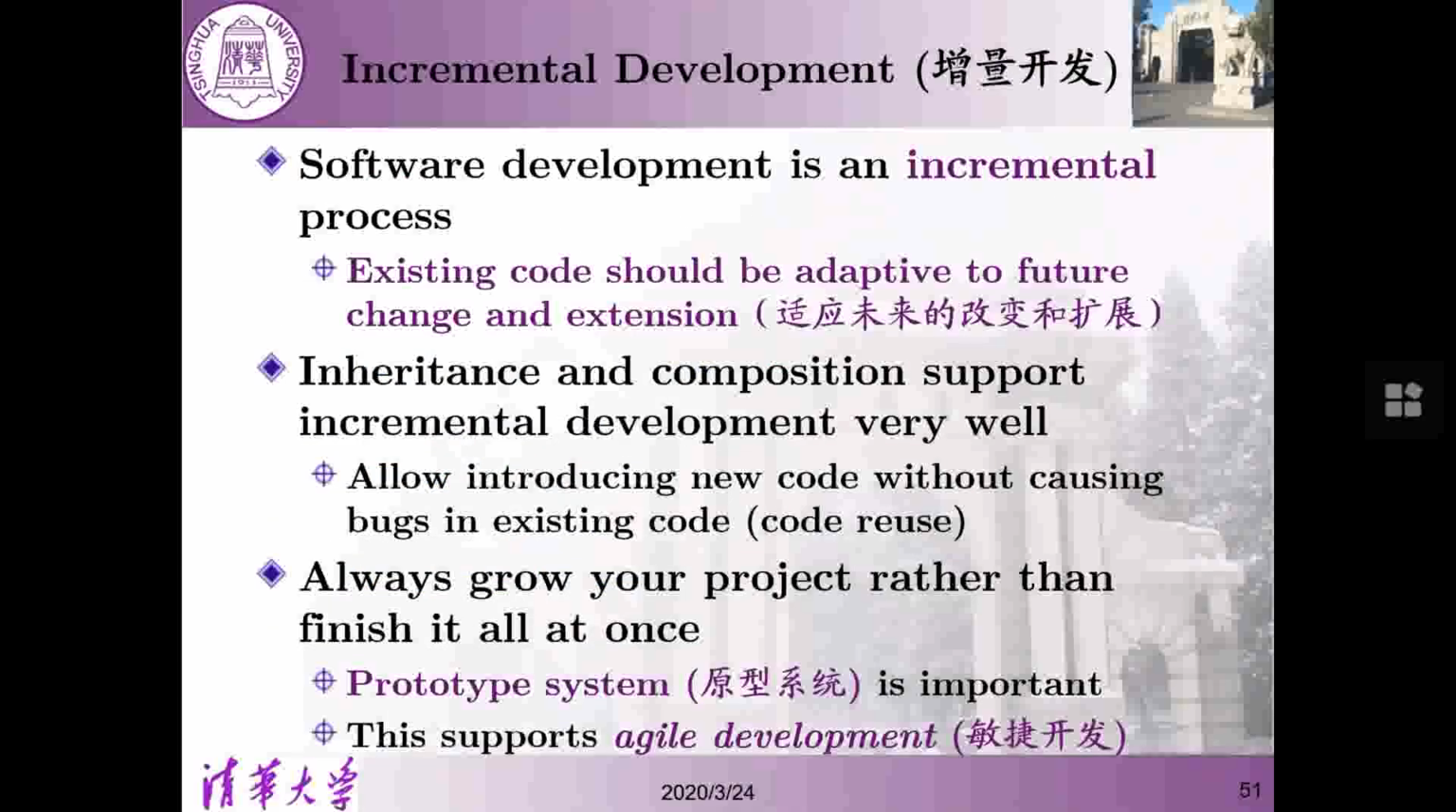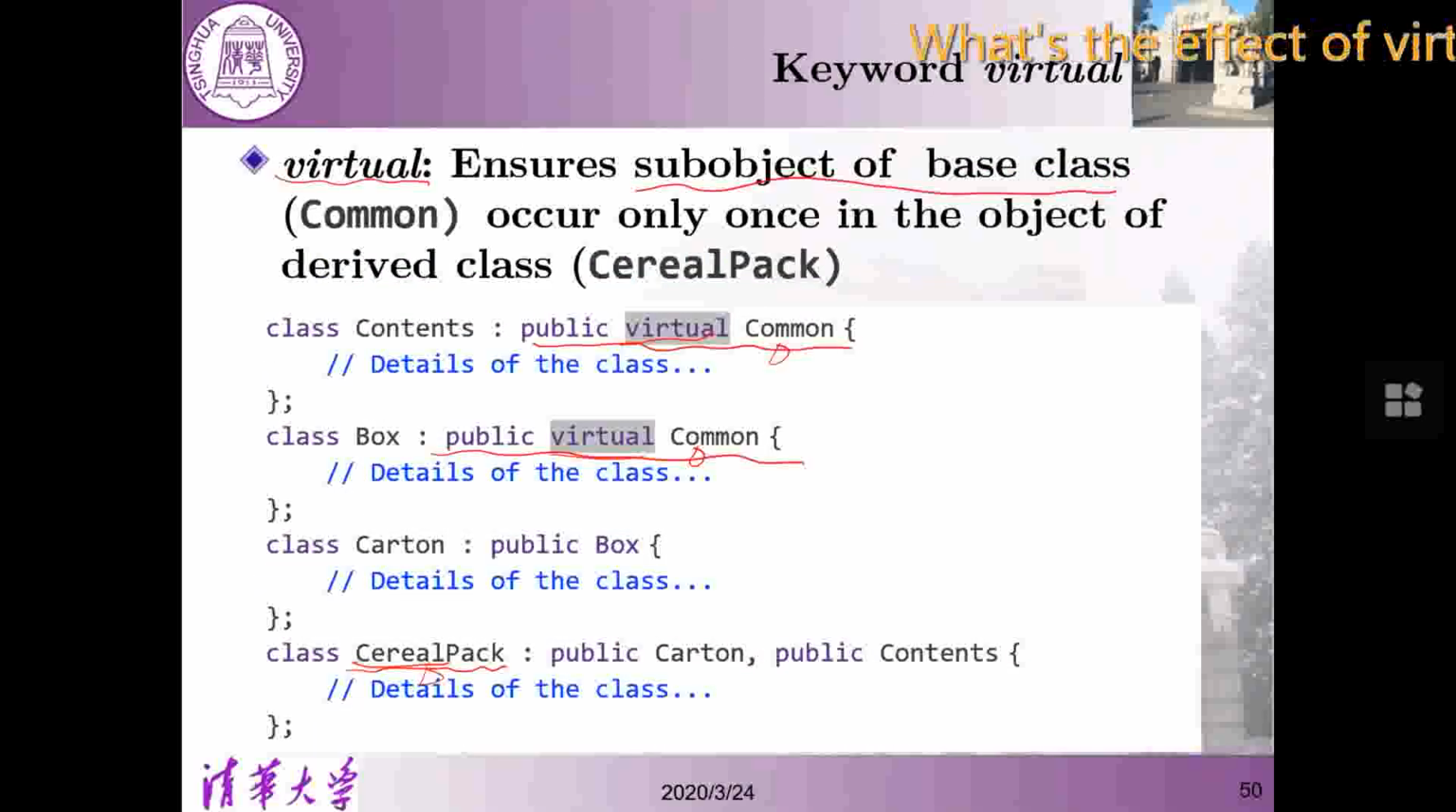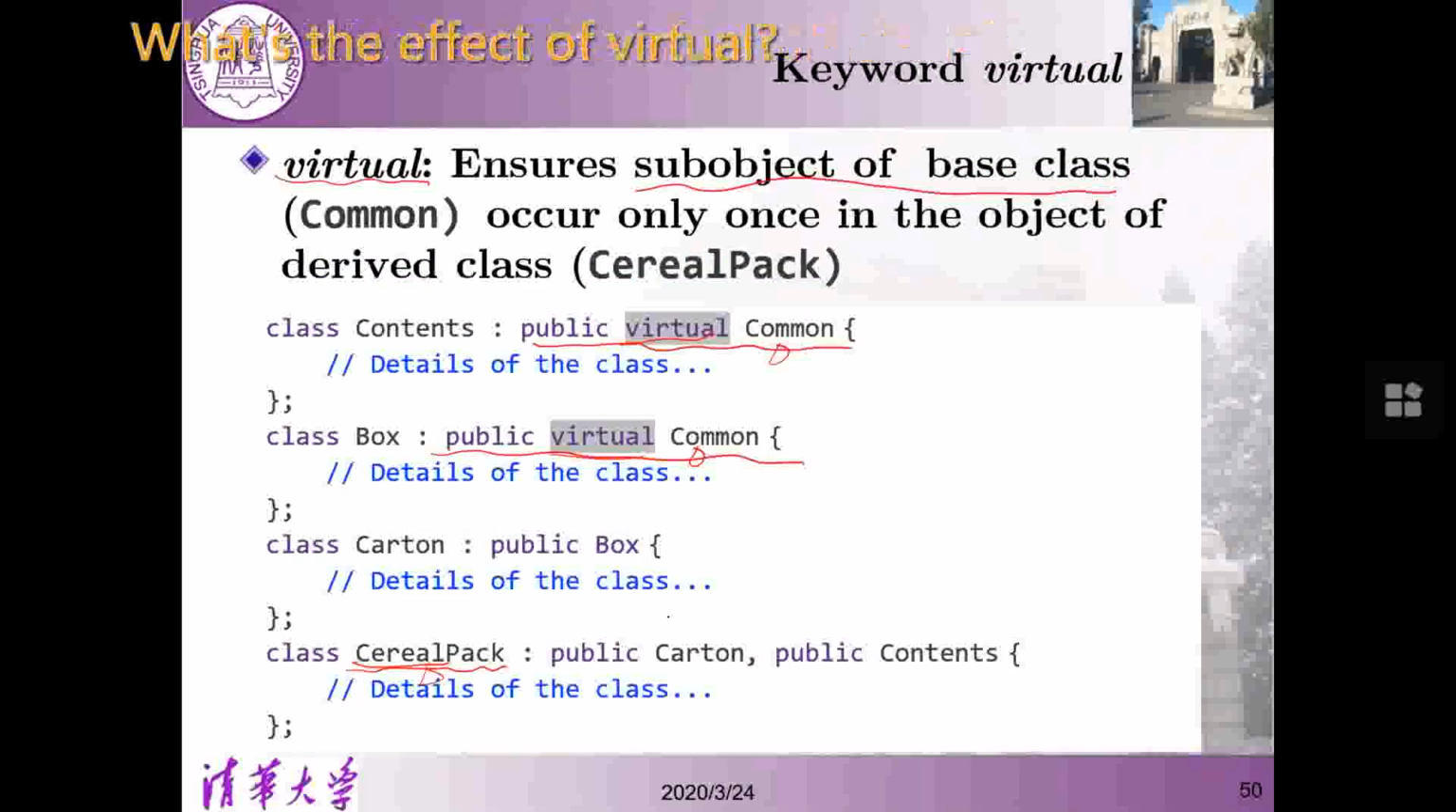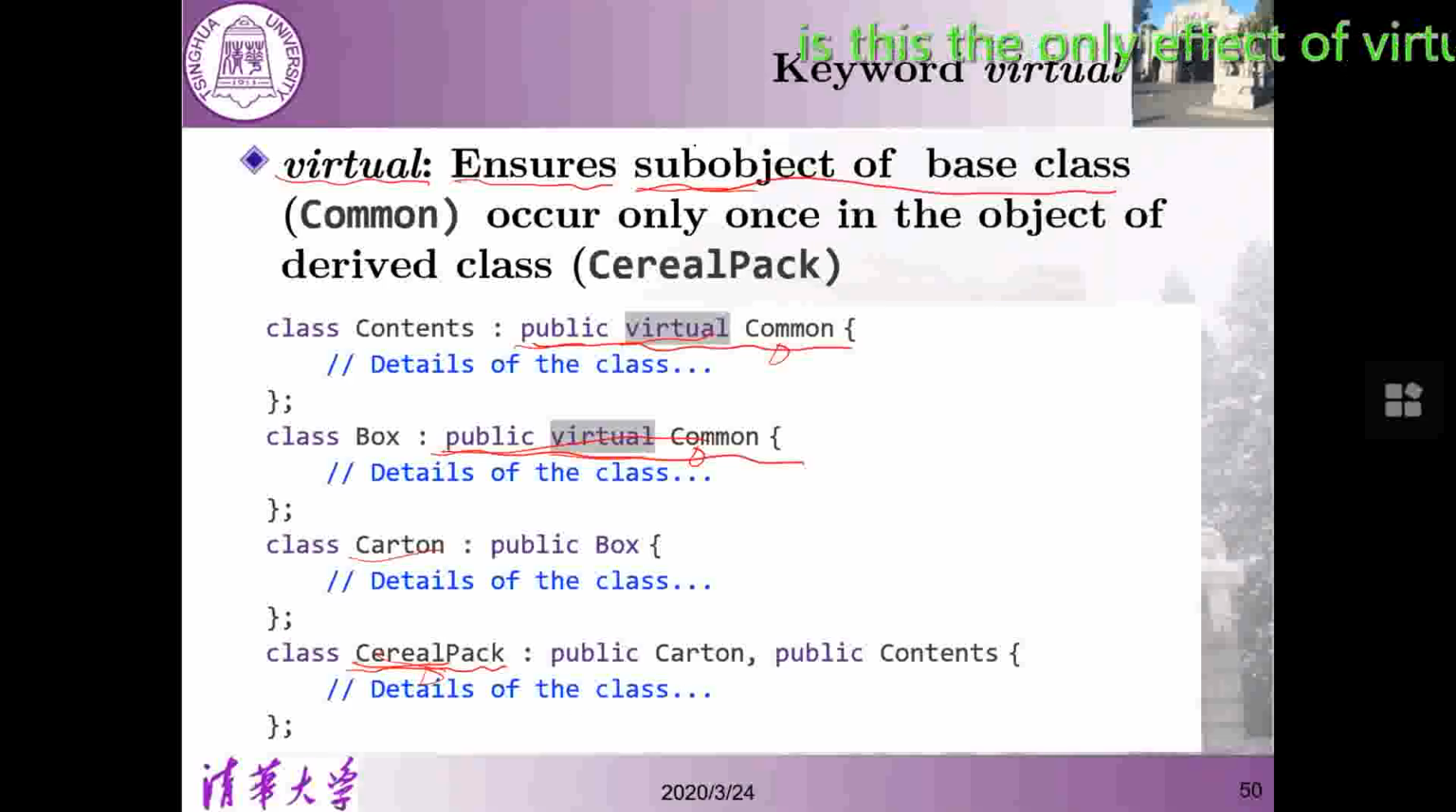I think in the data structure class, you may need to use this effect of virtual. We just mentioned that it ensures that only one sub-object exists. Otherwise, there will be two copies, right? Because there are two paths. One path is from this box and then carton, and then into this class. Another path is from the contents to this class. So there are two paths to inherit this common class.